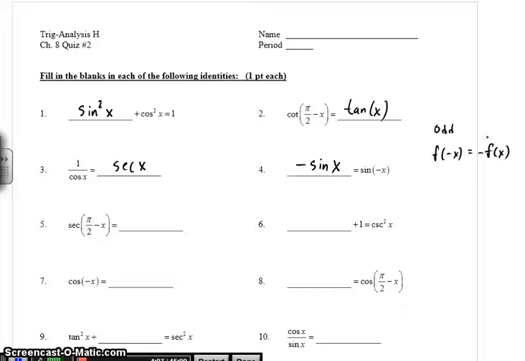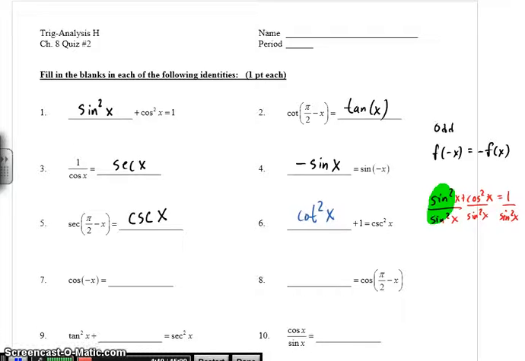Secant of pi over 2 minus x, well, again, this is one of those co-functions, so the answer is the cosecant of x. Number 6. Blank plus 1 is cosecant squared x. I'm going to start with the original sine squared x plus cosine squared x equals 1. I want cosecant squared on the right side, so I'm going to divide everything by sine squared. Yep, that's what I want. So I get 1, here's the 1 right here, plus cotangent squared x.